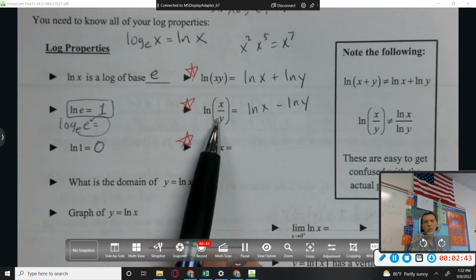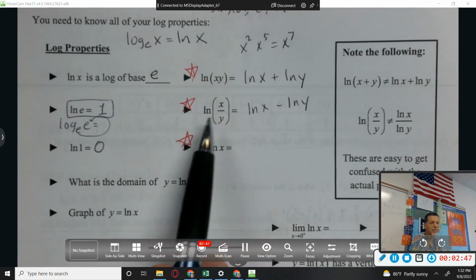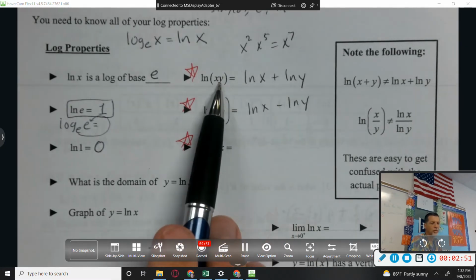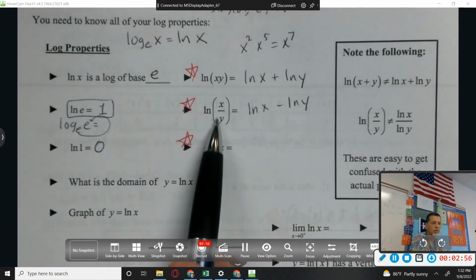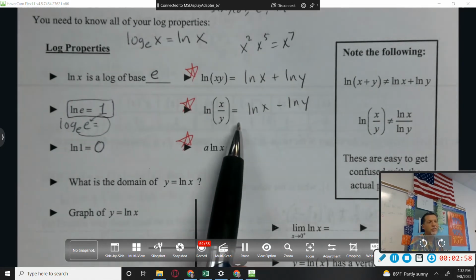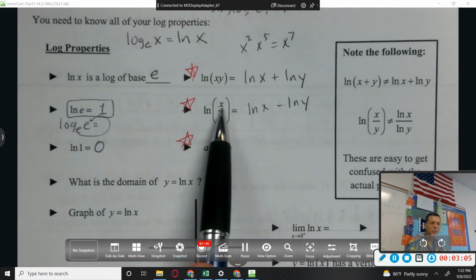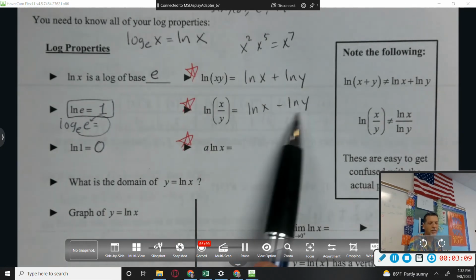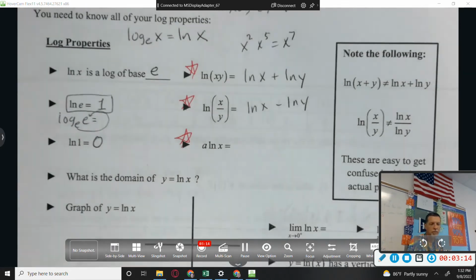Why these are so important is that when it comes to taking derivatives, if you use this property, you just avoided using the product rule. Even better, if you use this property, you manage to avoid using the quotient rule. Again, you don't have to know these, but if you leave stuff together like that, you're going to have a yucky chain rule situation. If you split it up, it becomes a lot easier.